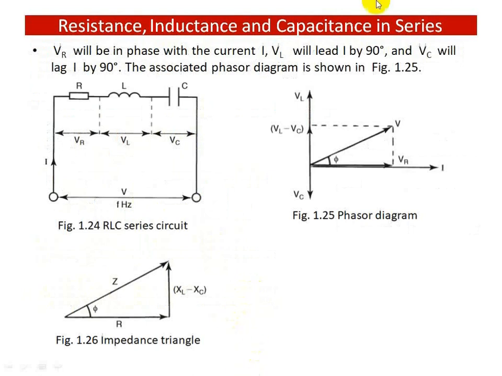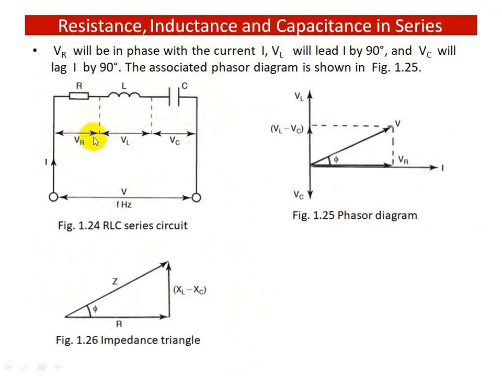Then we'll come to the last part, that is RLC series circuits, resistance, inductance and capacitance in series. So let us consider this circuit. All the components are connected in series. Resistance, inductance and capacitance are present. Voltage across resistance is VR, voltage across inductance is VL, voltage across capacitance is VC. Supply voltage is V, frequency is F, and current I is flowing in the circuit.